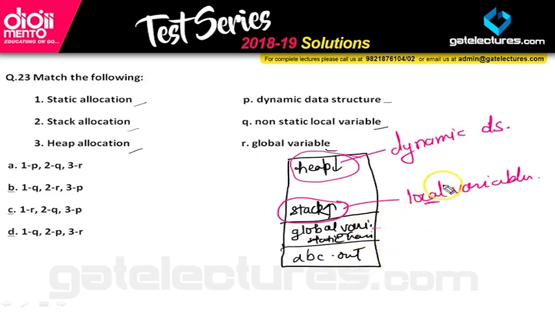So let's look at the options. Static allocation, who gets the static allocation? It is the global variable, so the first option matches with R. Now stack allocation, who gets stack allocation? The local variable, so 2Q, and then obviously 3P. Heap allocation is used for the dynamic data structure, so it matches with option C here. So C is the answer.